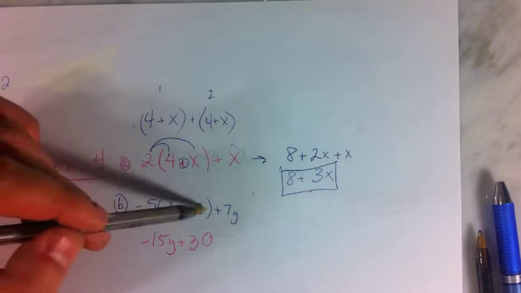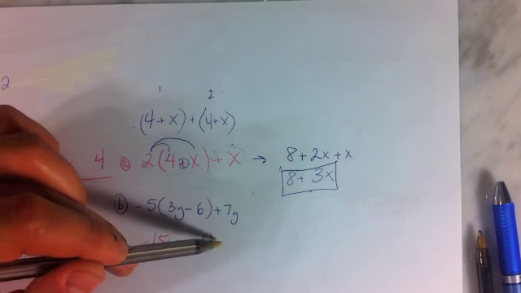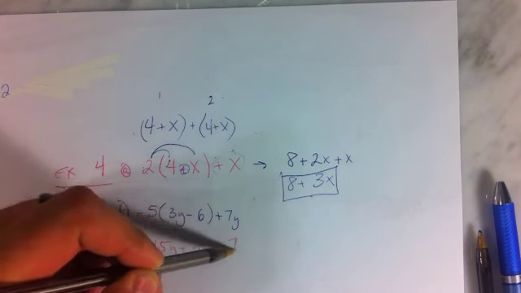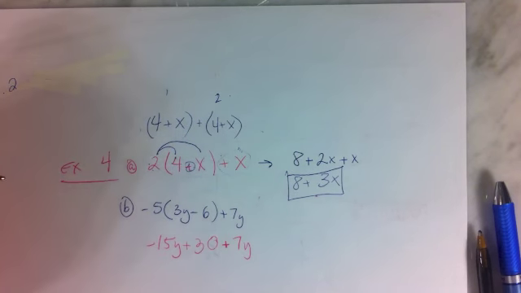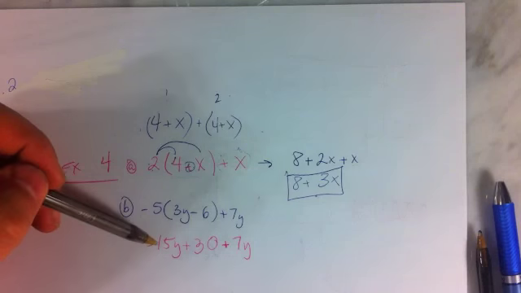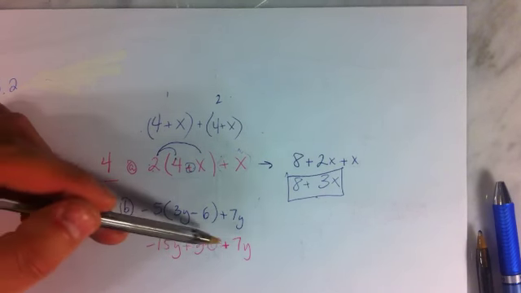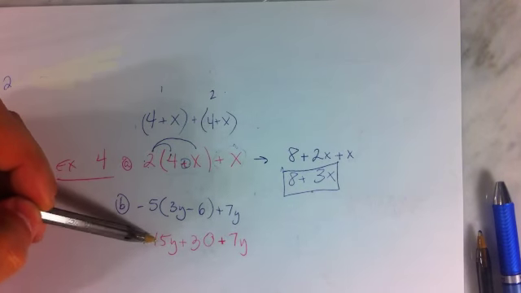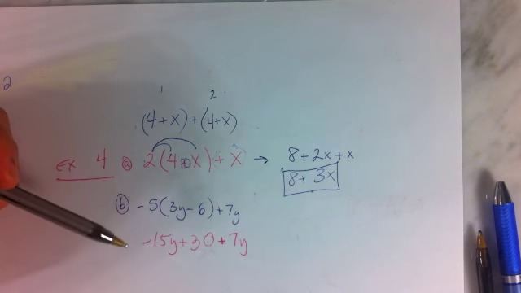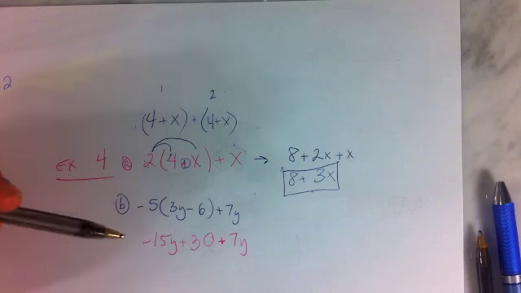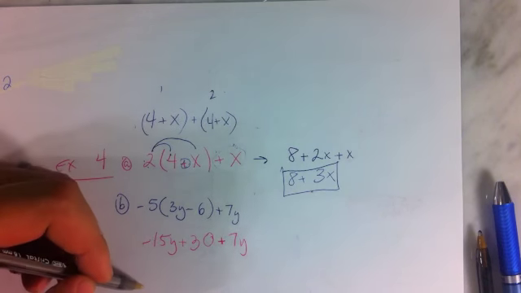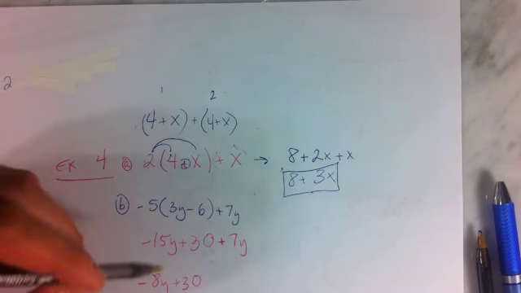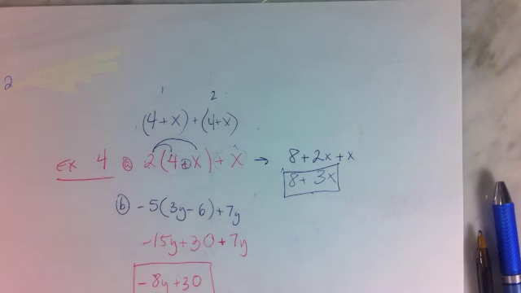And then finally we're done with distributing. And then now we have to add our 7y. So where are our like terms? They happen to be right here with -15y and positive 7y, or plus 7y. So we have different signs happening. -15 plus 7 is going to be -8y plus 30, and we are finished with that problem as well.